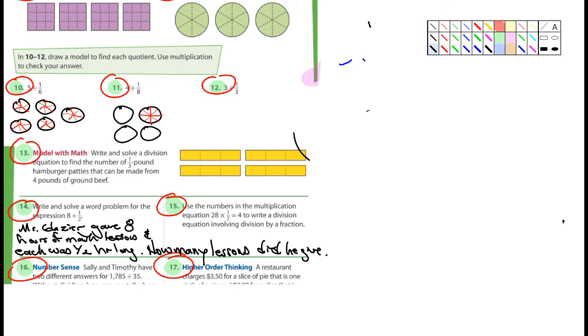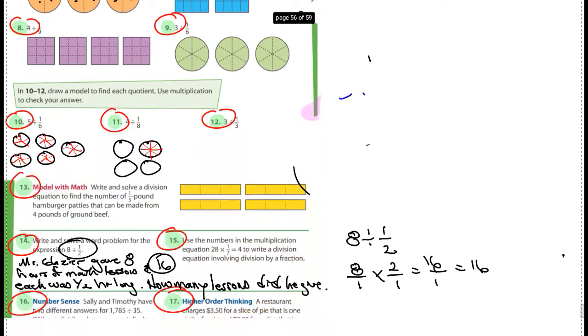Well, obviously, what's 8 divided by 1/2? 8 divided by 1/2. It's the same thing as 8 over 1 times 2 over 1, which is 16 over 1, which equals 16. And so the answer is 16. Okay. There's number 14 done for you. You can probably come up with your own or use that one if you want. Doesn't matter to me. Let's go to the next page here.